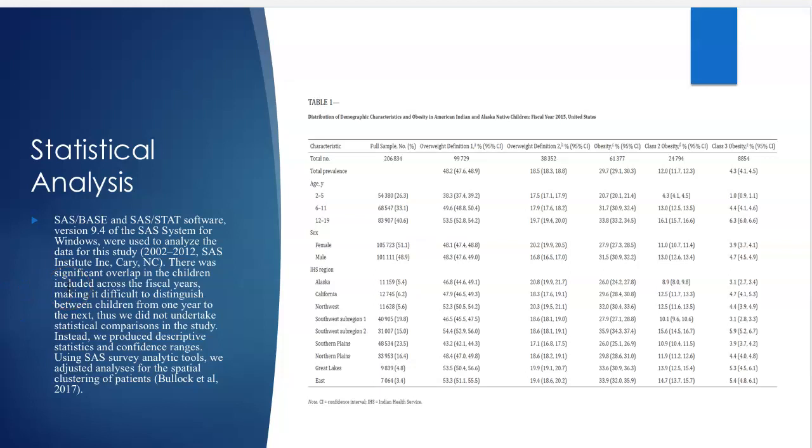Statistical analysis. SAS and SAS/STAT software, version 9.4 of the SAS system for Windows, were used to analyze the data for this study. There was significant overlap in the children included across the fiscal years, making it difficult to distinguish between children from one year to the next. Thus, we did not undertake statistical comparisons in the study. Instead, we produced descriptive statistics and confidence ranges. Using SAS survey and analytical tools, we adjusted analysis for the spatial clustering of patients.